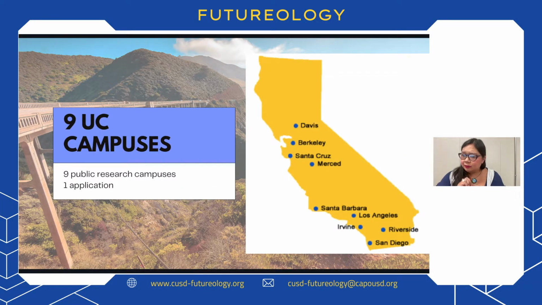To just recap a few things about the UC system. The University of California consists of 9 different campuses across the state. You might have heard of these, such as UC Irvine, UCLA, UC Berkeley, Davis, etc. And these are public research universities.